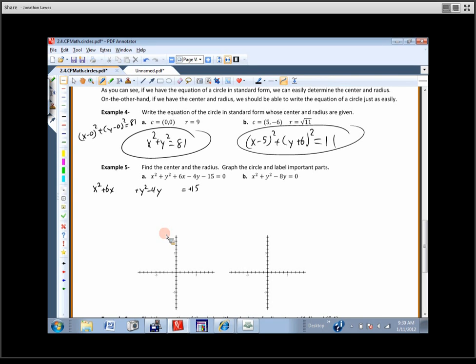Caitlin is right. We do group the x's together and group the y's together. What do we do next? Okay, make it a perfect square. Did somebody say the right word? It's called complete the square. Now we complete the square.